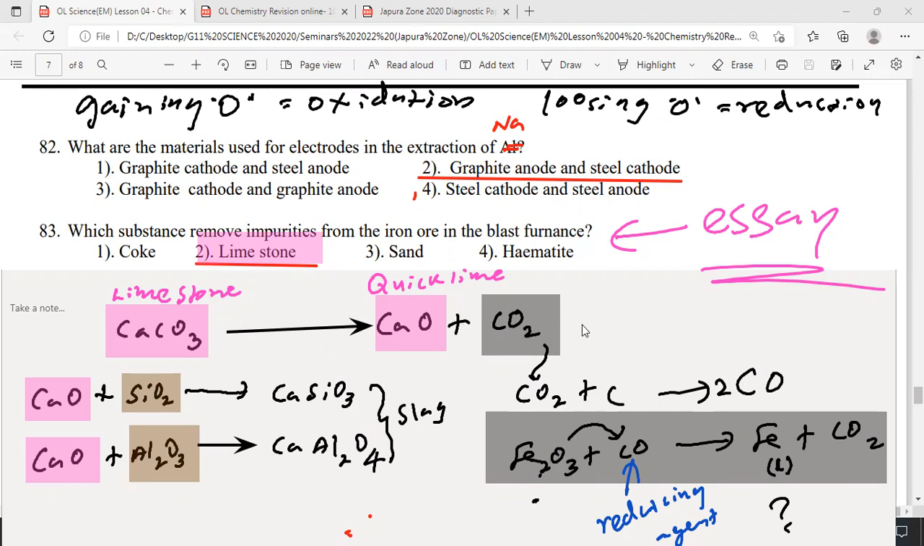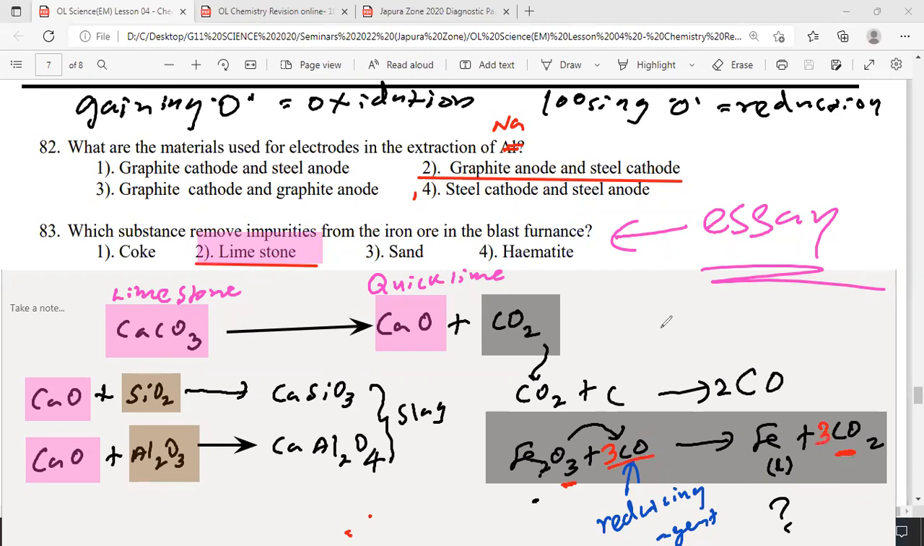To remove oxygen, carbon monoxide can combine with oxygen. Carbon monoxide can combine with a maximum of one oxygen. But how many oxygen atoms are there in hematite? 3 oxygen. To remove 3 oxygen, you need 3 carbon monoxide. Then it becomes 3 carbon dioxide.